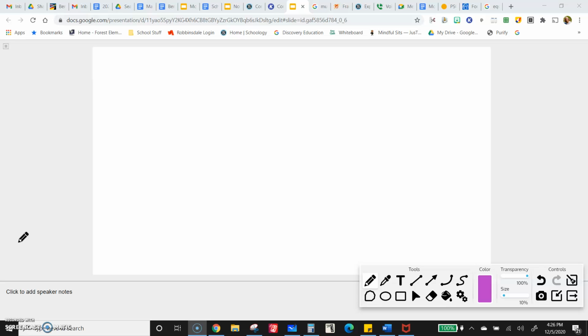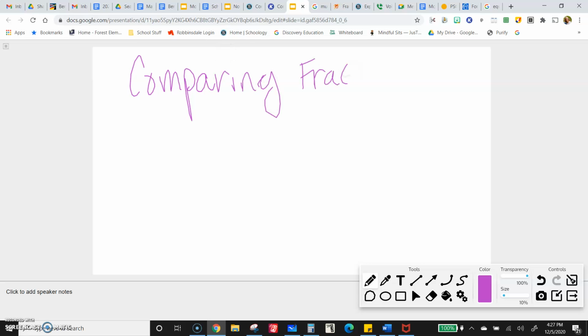You can do it. This one is about comparing fractions, so figuring out which one is bigger, which one is smaller. Sometimes we use less than, greater than, or equal to. Sometimes it just might ask which one is bigger, and you can just write the bigger one. Now, there's some different ways we can do this.